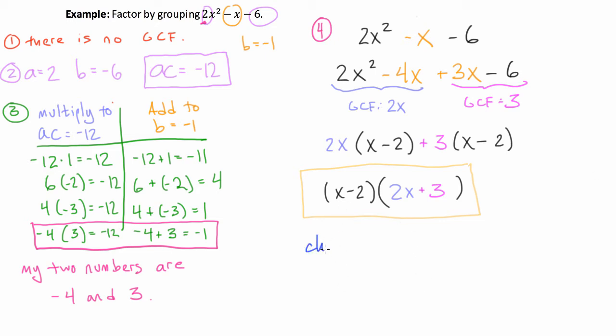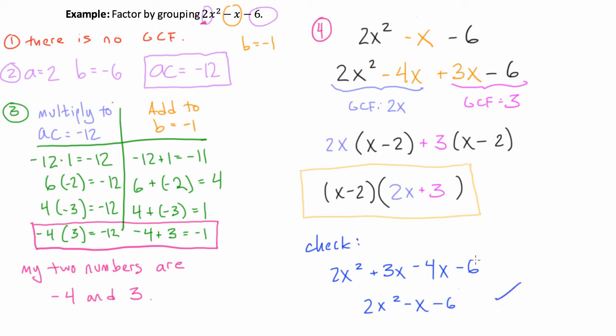I'm going to check this using FOIL just in case you don't believe me. I'd have my fronts, x times 2x is 2x squared. My outers, plus 3x. My inners, minus 4x, minus 6. So it does check out.